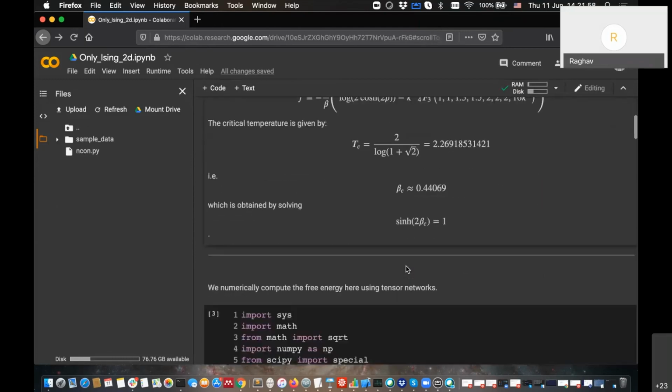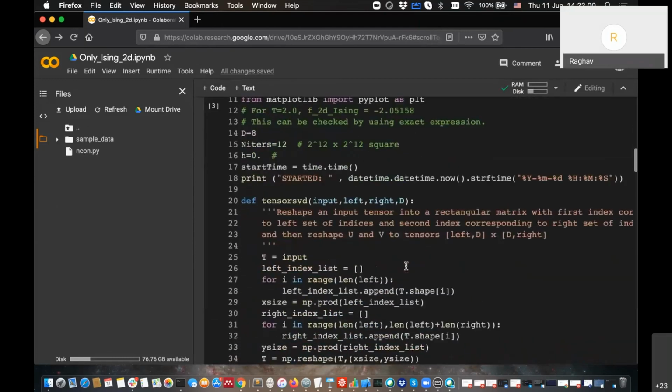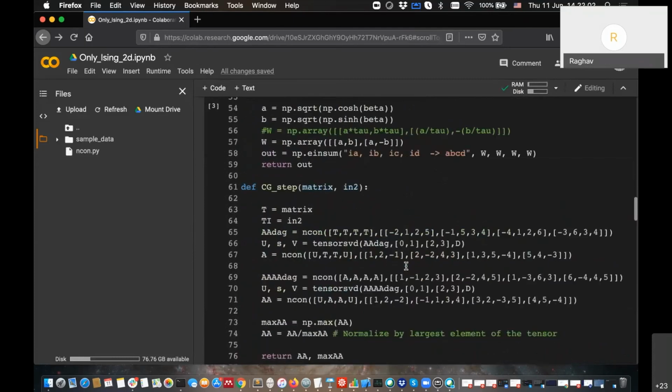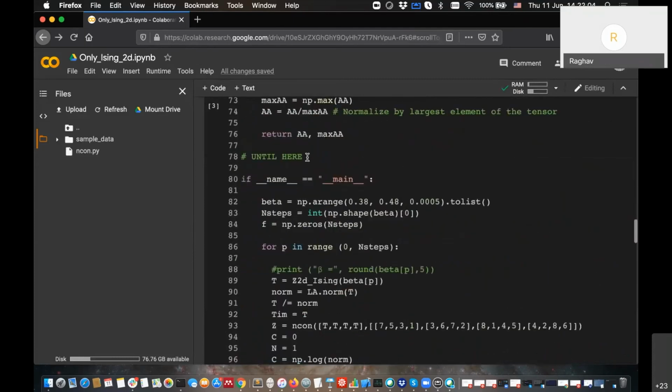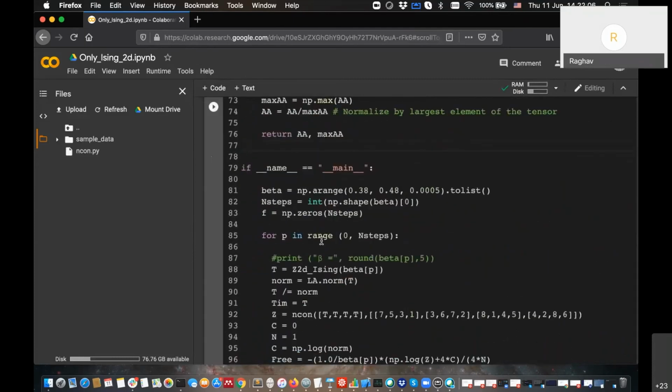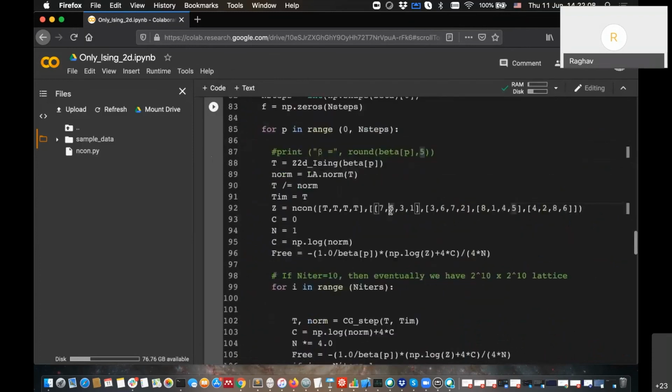I'll put this on the Dropbox folder so you can play around with it. You can also do this in the presence of a magnetic field. I'm not going to discuss that because that is slightly tricky. But as you can guess already, you just need to modify the input tensor and then do the same step of coarse graining, right?